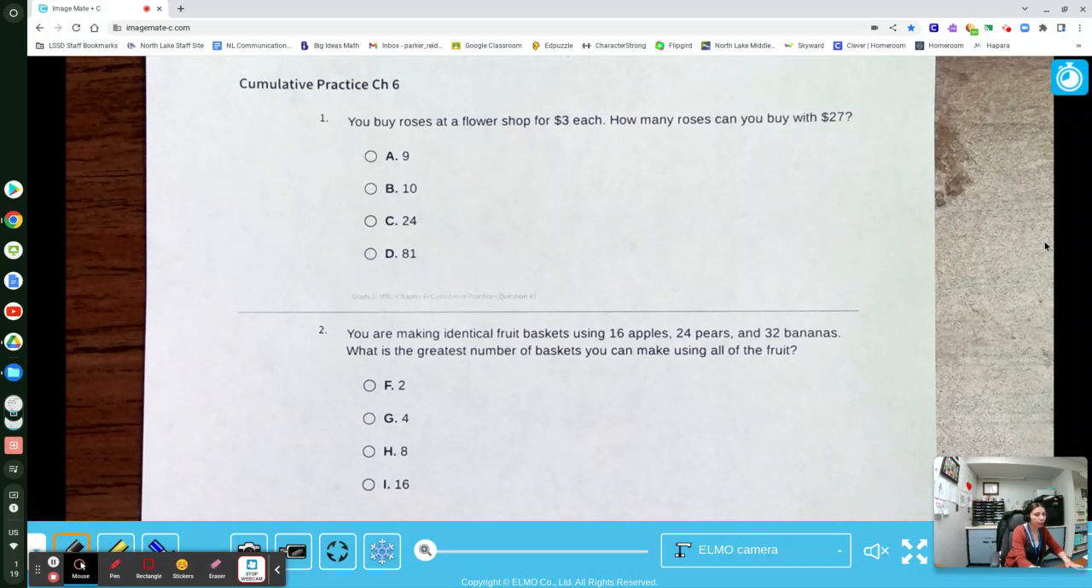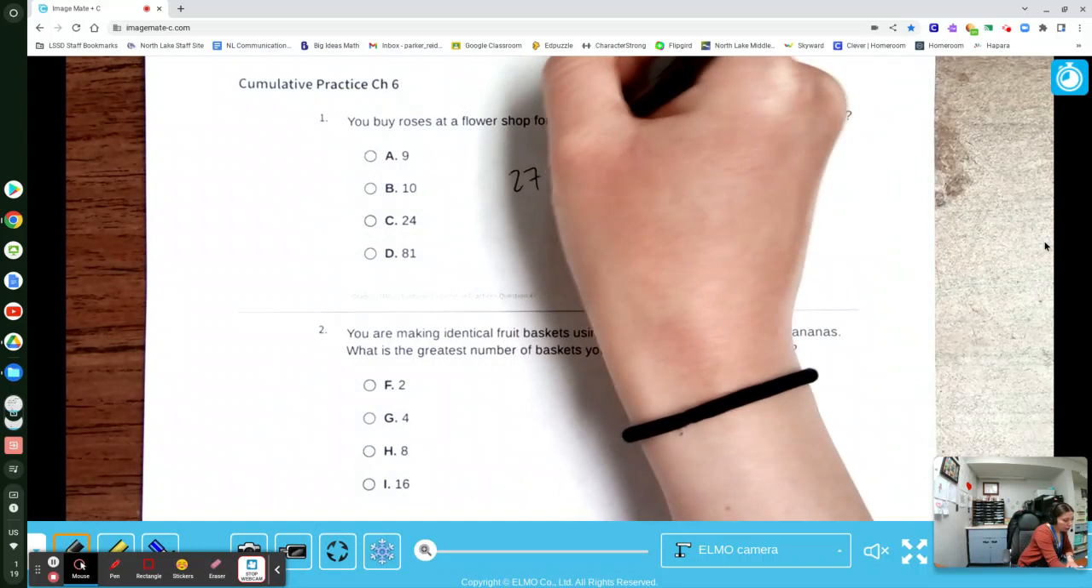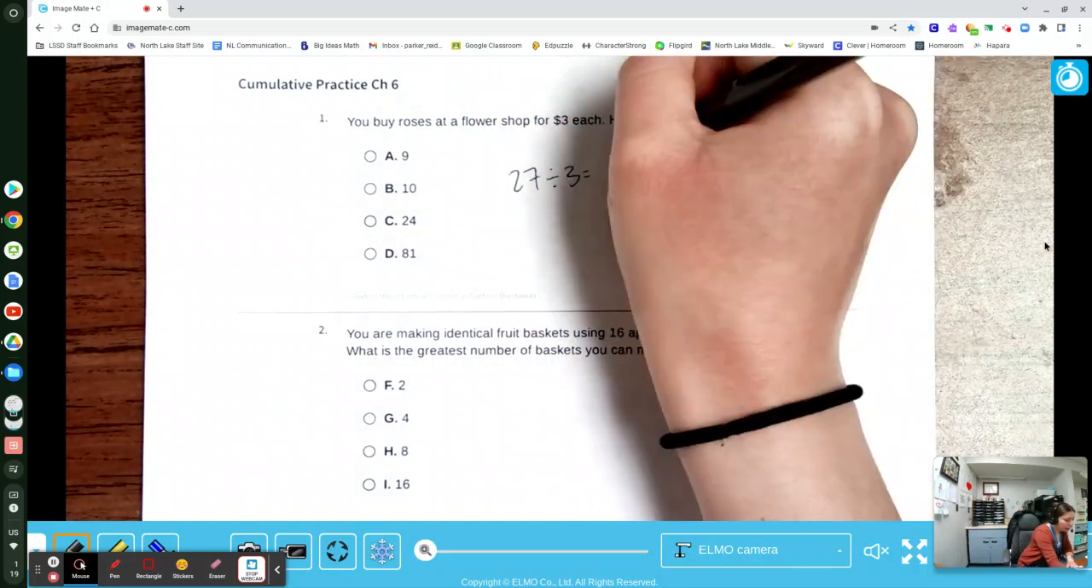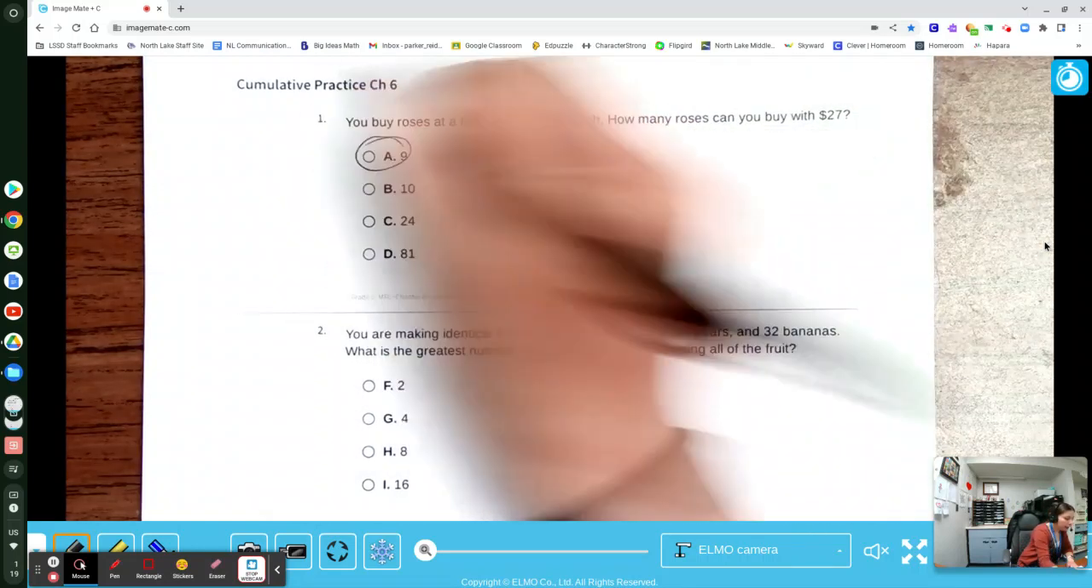So number 1, you buy roses at a flower shop for $3 each. How many roses can you buy with $27? Well, if I divide $27 by $3 per rose, I would get 9 roses. I can buy 9 roses.